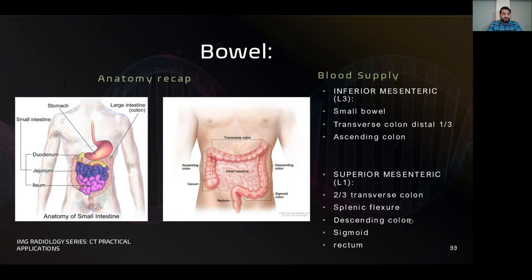Okay, the blood supply, we've got slightly higher up at L1, the superior mesenteric, which supplies most of the large intestine, essentially. So 2/3 of the transverse colon, the splenic flexure, which is close to the spleen on the left side as we go down, the descending colon, the sigmoid, and the rectum. Okay, so it's basically the latter half of the large intestine. And then you have the inferior mesenteric at L3, and that supplies the small bowel mainly, as well as the transverse colon, and the ascending colon, which goes to the hepatic flexure, okay? So ascending colon, hepatic flexure, transverse colon, and then the splenic flexure and descending colon, all right?